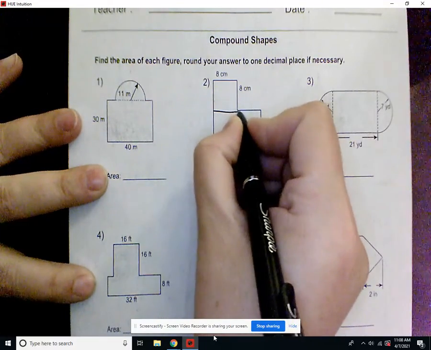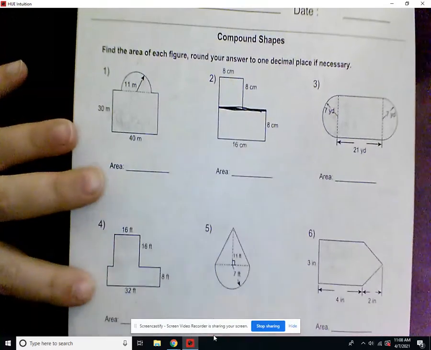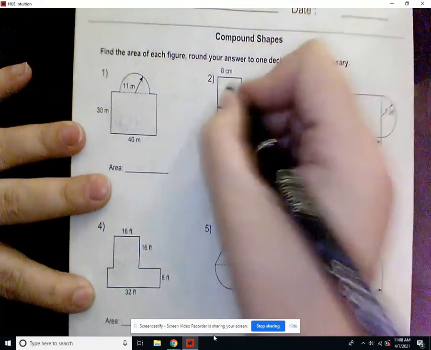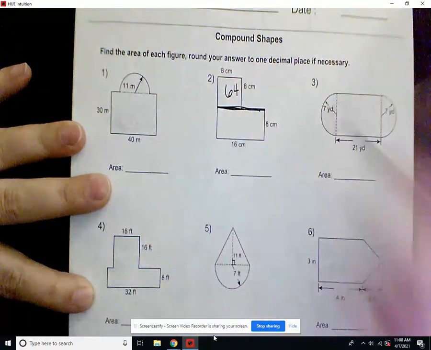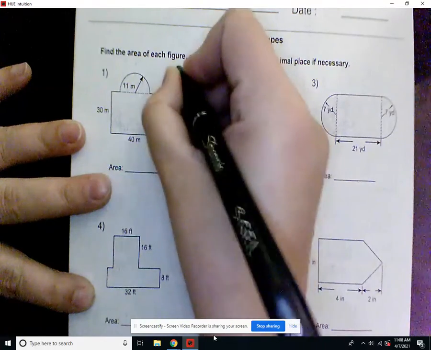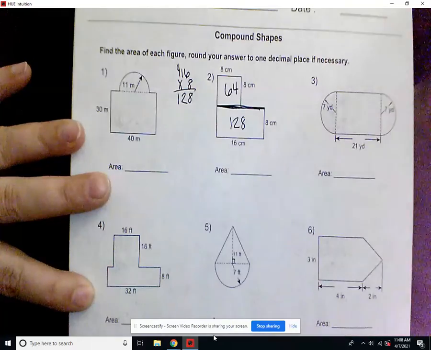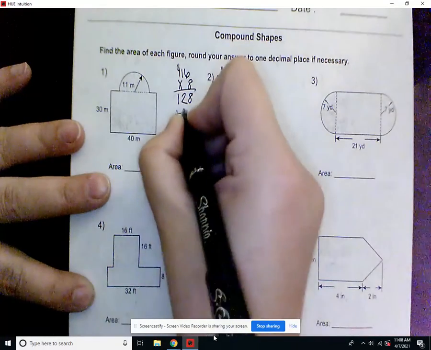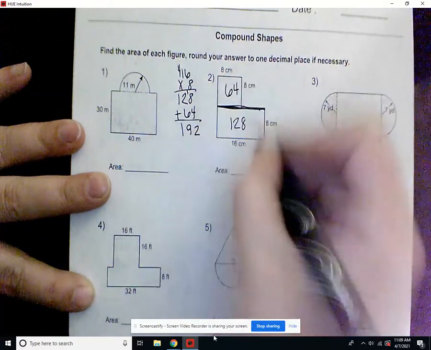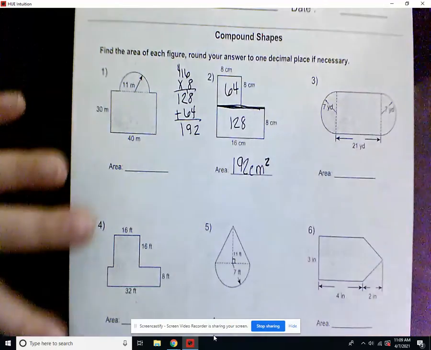So I'm going to draw my line to cut it, and you can see now we've got 2 separate shapes. Then we can find the area of each shape. So 8 times 8 is 64. And then we're going to multiply 16 times 8, which is 128. And then we'll add both numbers together to find our total, which is 192 centimeters squared.